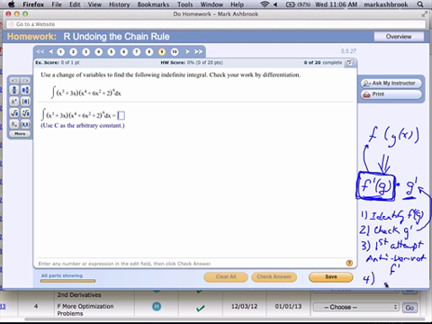Then what are we going to do? We've got our first attempt at the antiderivative. Take the derivative. And compare our derivative with what we were given in the first place. If they match, then what? We're done. We got it. If they don't match, adjust. Second attempt.